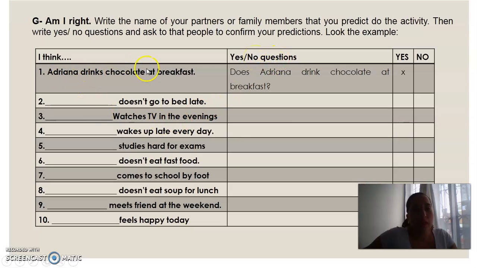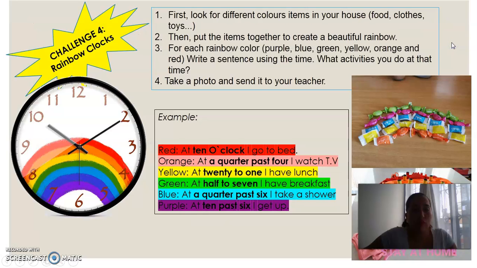Entonces, Adriana toma chocolate al desayuno. Does Adriana drink chocolate at breakfast? Y Adriana voy y le pregunto y le confirmo. Le voy y le pregunto que si eso es verdad y si me dice que sí, marco aquí la X. Si me dice que no, la marcaría acá. Y así voy a hacer con todas. ¿Listo? La idea es que escribas los nombres de los miembros de tu familia y les indagues a ellos y tú confirmes tus predicciones, tú confirmes estas preguntas. Todo tiene que ver con la rutina, con las cosas que hacemos a diario. Finally, we have the challenge 4, that is the rainbow clouds.